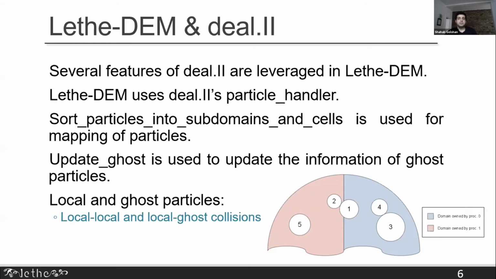In parallel simulations, we divide the contacts into two main classes: local and local ghost contacts. The owner process handles the calculation of local contacts, while for a local ghost contact, two processes do the calculations, each for their local particle. We use local and ghost particles of deal.II to implement this modeling method in LetterDEM.